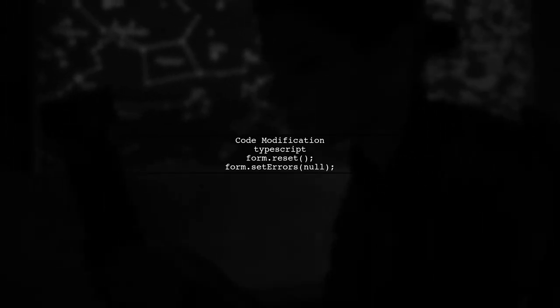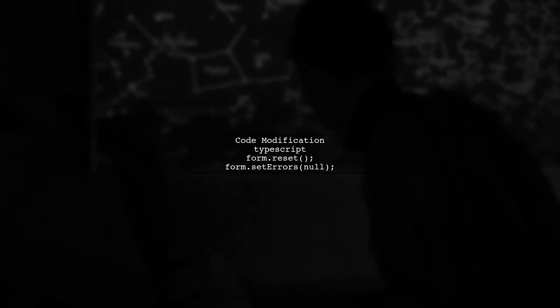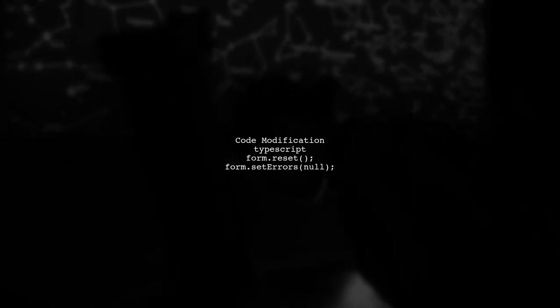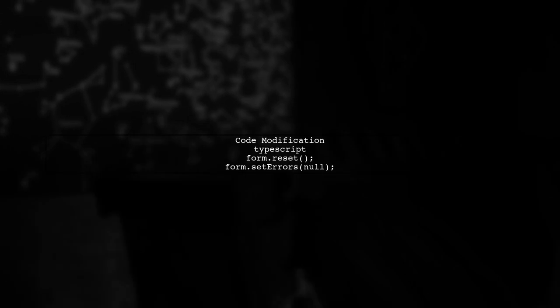Here's how you can modify your onSignup form submit function. After calling form.reset, add form.setErrors(null) to ensure the form is valid after resetting. This way, when you reset the form, it will not revert to an invalid state, and your form will be ready for new input without showing validation errors.